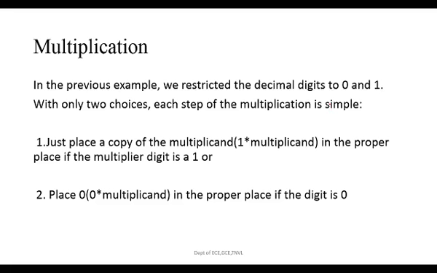But we need to frame an algorithm so that the hardware architecture can execute this operation and store the product in memory. The first step is to place a copy of the multiplicand in the proper place if the multiplier digit is 1. If it is 1, we just copy the multiplicand and place it in the intermediate result. If the digit is 0, we place 0 in the proper place. That's it.